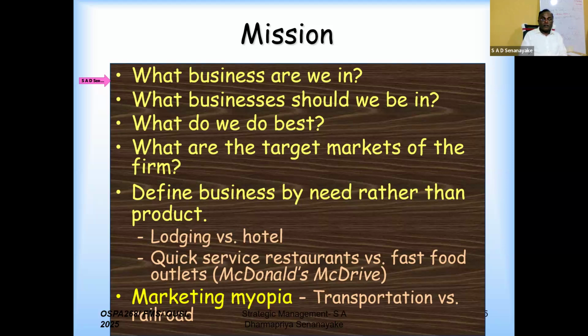So keep in mind, when we address the mission statement, we have to define the business by need rather than by product. You address these things, something like lodging versus hotel. Define the business by need rather than product. So what is the specialty?